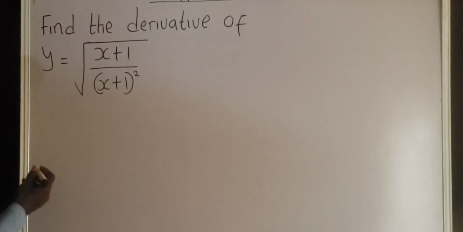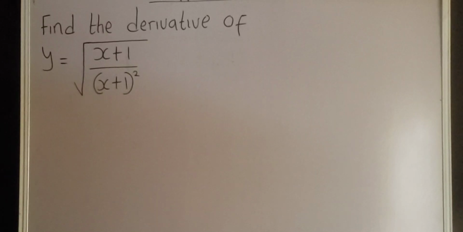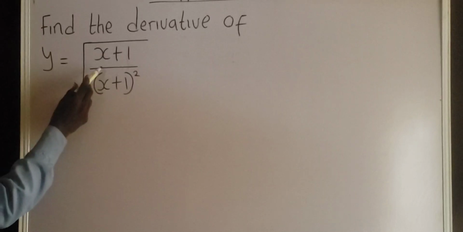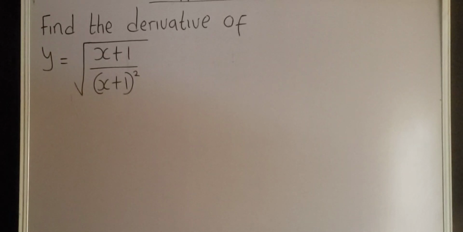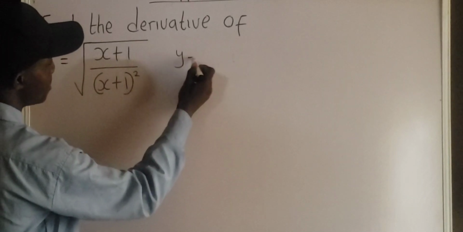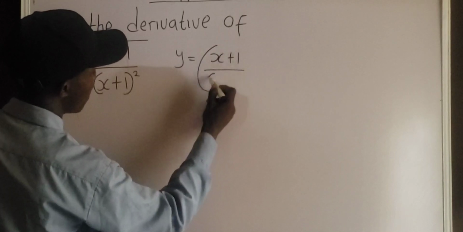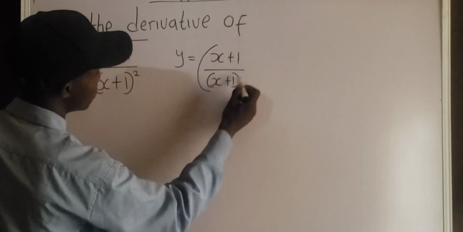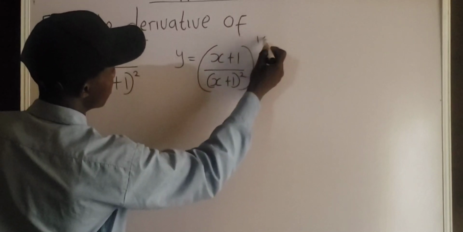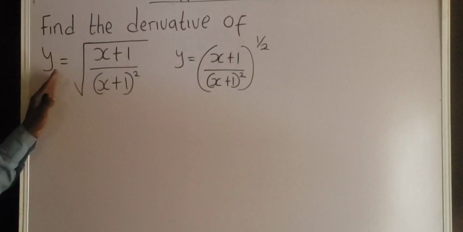Let us proceed. If you want to solve this question, which rule are we going to use? We are going to first use the quotient rule to differentiate the inner function. Then we are going to use the chain rule to differentiate the outer function. As you can see, I can rewrite this as y is equal to (x plus 1 over x plus 1 raised to the power of 2). I can rewrite this as this.